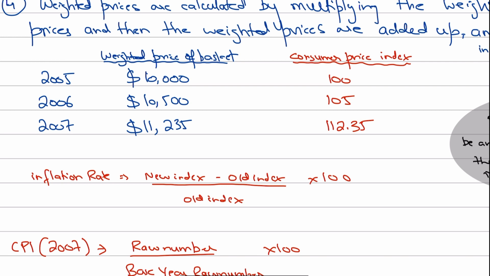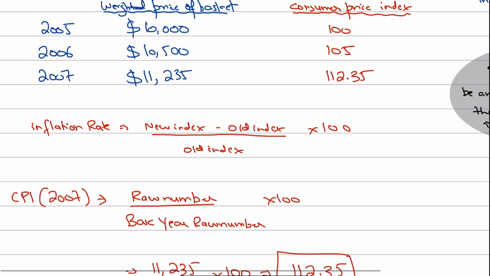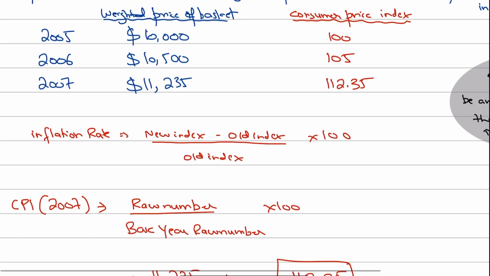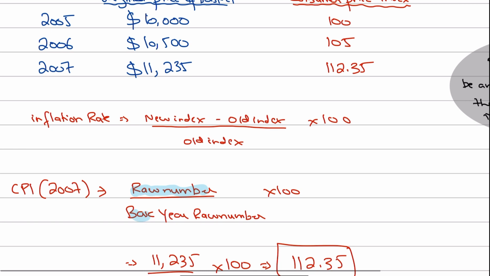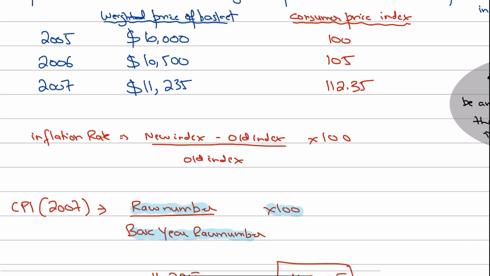The reason why the consumer price index would be 100 for a base year is because the formula to calculate an index is, remember this, raw number divided by the base year raw number times 100. So the raw number over here is 10,000 divided by the base year raw number, that is also 10,000, times 100. So the answer would obviously be 100.